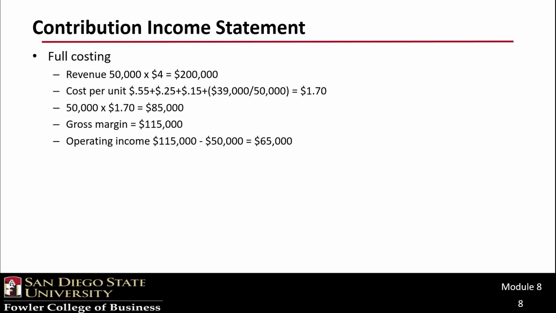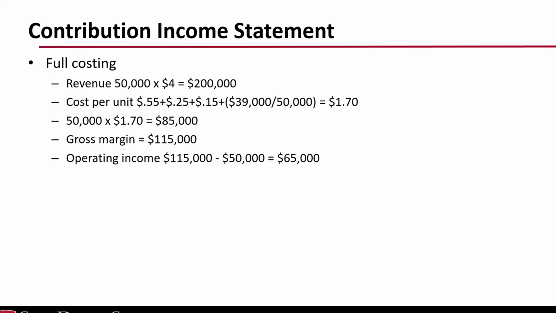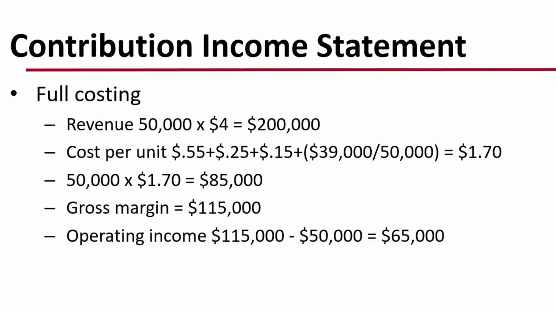So first we'll look at this under the full costing. And remember, we use full costing for things like our financial statements and for tax purposes. So we take the number sold, that was 50,000 sold times the $4 per can, or $200,000 worth of revenue. Then we can add up the variable cost per unit. That's the 55 cents of materials, 25 cents of labor, 15 cents of variable overhead. But we also need to consider the fixed overhead, because remember, that becomes part of the product cost under full absorption. So that leaves us with a total cost per unit of $1.70.